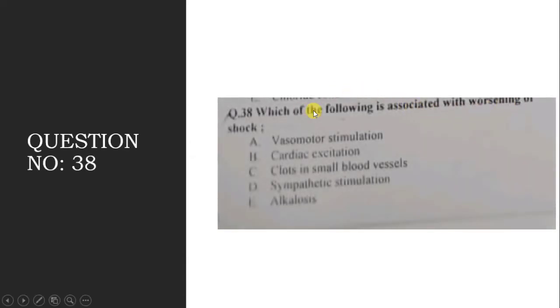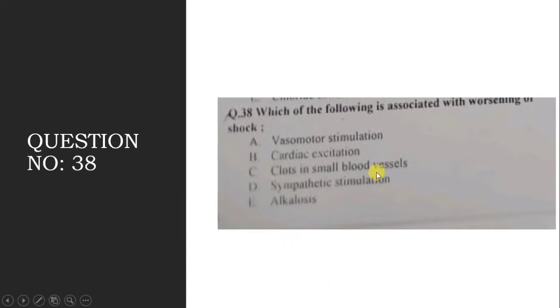Which of the following is associated with worsening of the shock? Vasomotor stimulation, cardiac excitation, clots in the small blood vessels, sympathetic stimulation, alkalosis. So it's asking which factor will cause the worsening of the shock. In shock, there is a decrease in the blood pressure. So when there is a further decrease in the blood pressure, it causes worsening of the shock.